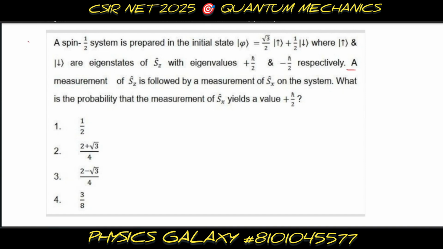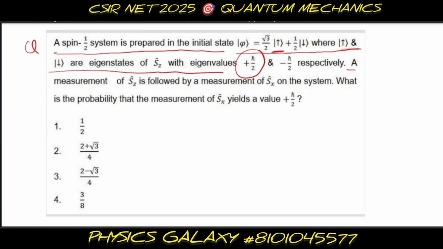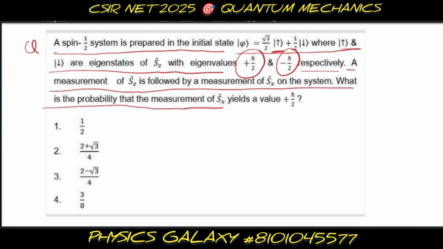The next question is again from the spin half system. A spin one half system is prepared in the initial state phi, which is given as root 3 by 2 spin up plus 1 by 2 spin down, where spin up and spin down are the eigenstates of Sz with eigenvalues plus h cut by 2 and minus h cut by 2 respectively. A measurement of Sz is followed by a measurement of Sx on the system. What is the probability that the measurement of Sx yields a value of plus h cut by 2?